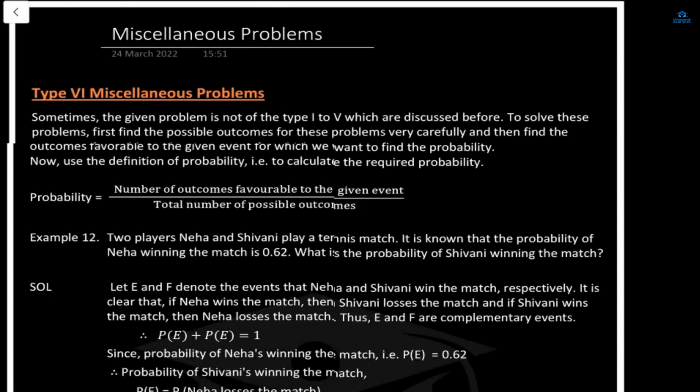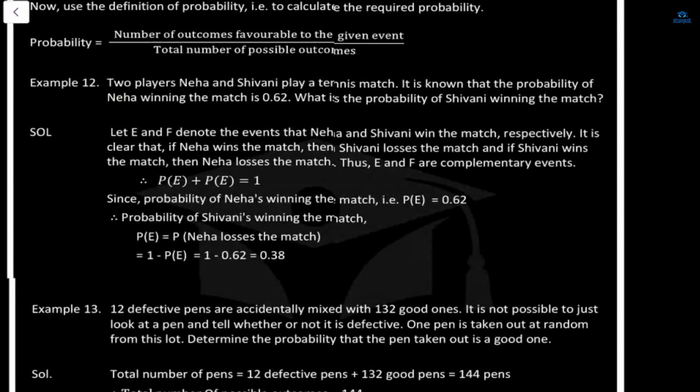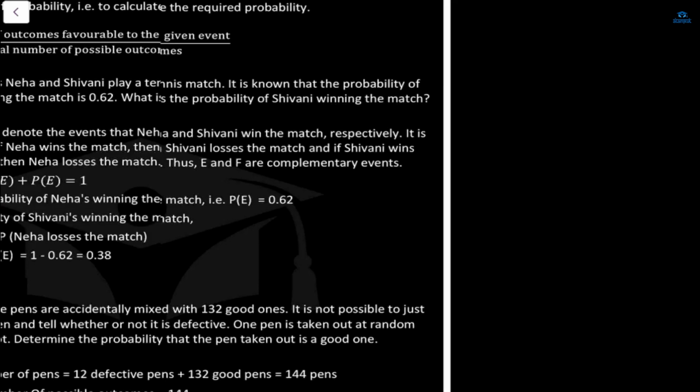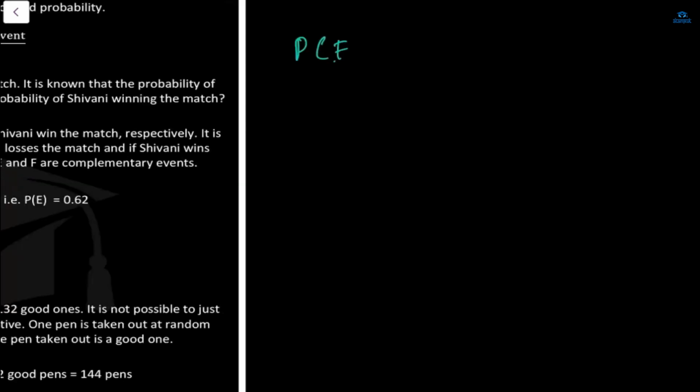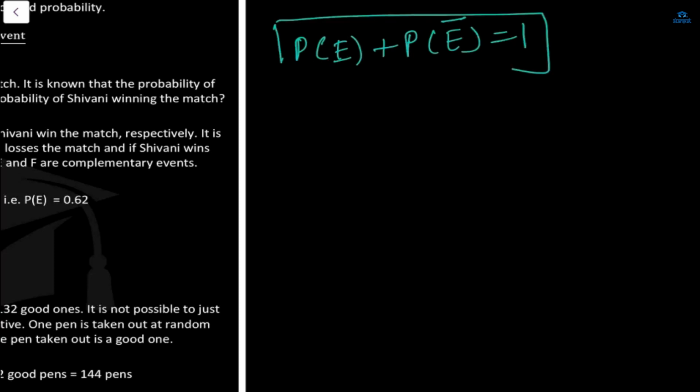Now one formula I also told you, you have to remember this. In 1 mark questions you can be asked this type of formula directly. P(E) can be given and P(E bar) can be asked. So this formula is important. Here P(E) is the probability of an event and P(E bar) is the probability of that particular event not happening.